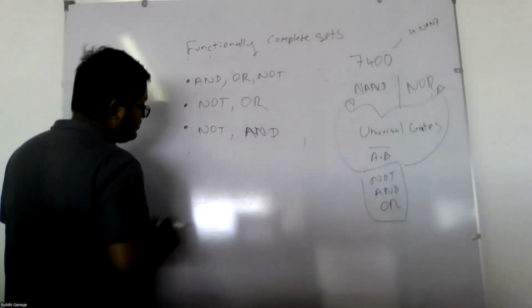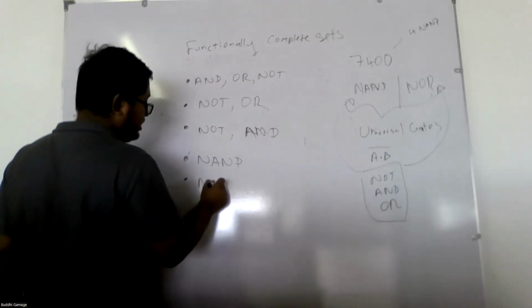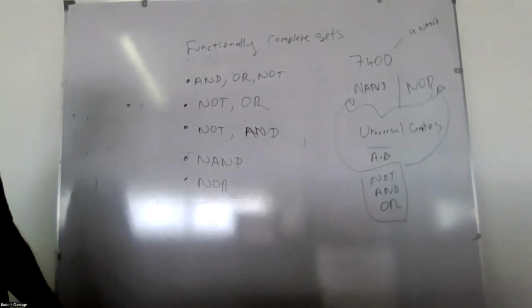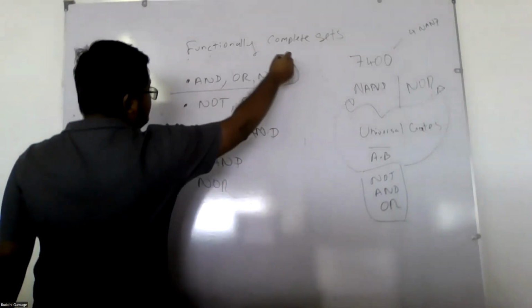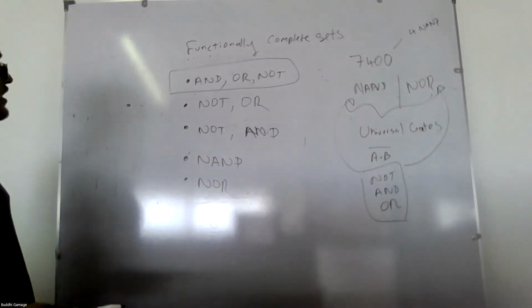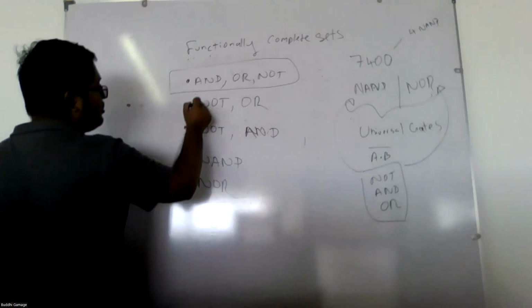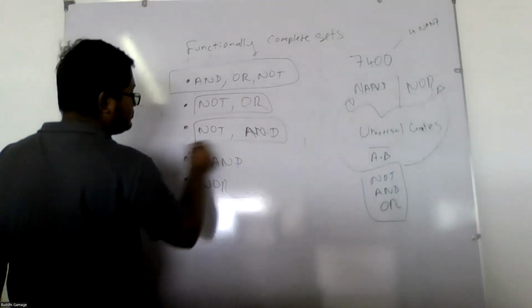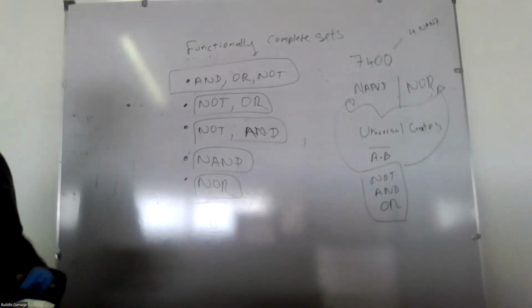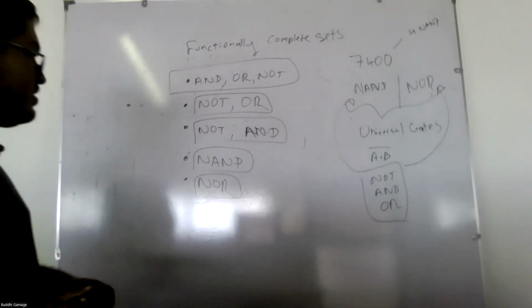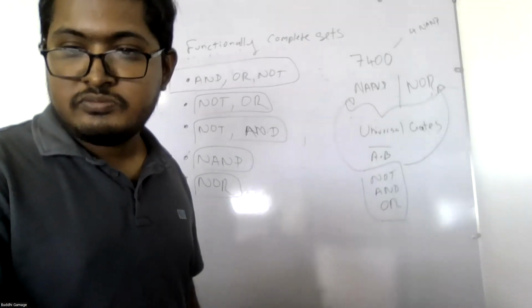And as I mentioned, NAND gate and NOR gate are also functionally complete sets. That means we can do these three operations, AND, OR, and NOT, using only these functionally complete sets. That means using only these two, or only this one, or only this one. Right? Do you have any problems up to now?